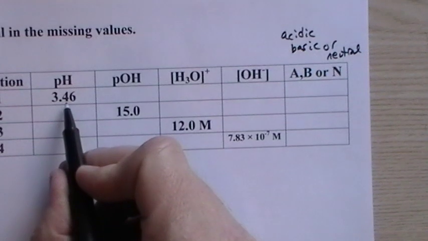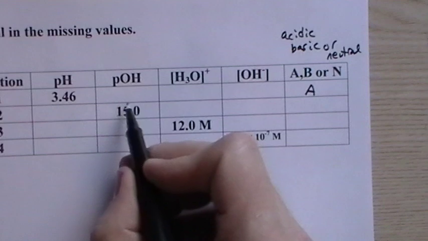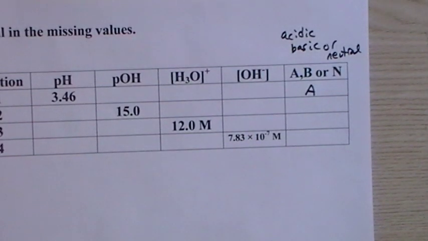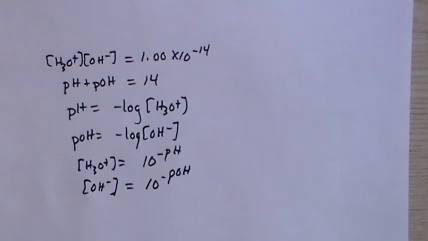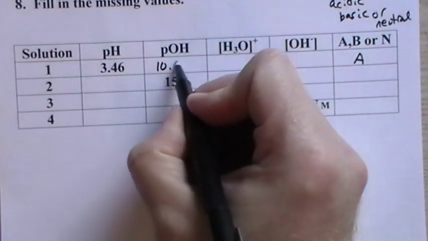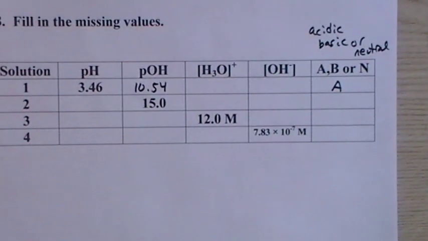Well, first, pH is less than 7, so this has to be acidic. And then pOH is going to be 14. I'm just going to do it quickly, but I'll be saying it using this equation. We have 14 minus 3.46, so this should be 10.54. The concentration of H3O+ is going to be 10 to the minus 3.46.